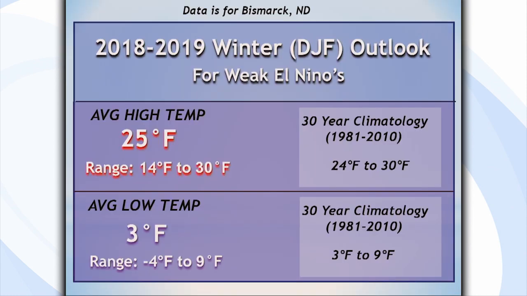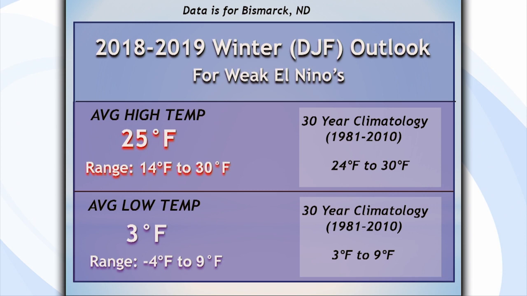Now, let's take a look at the weak El Ninos in comparison to the 30-year climatology, which we just discussed. On the right-hand side, you can see the 30-year climatology from 1981 to 2010. And again, we just saw this where the temperatures would range between 24 and 30 degrees for normal daytime highs, overnight lows between 3 and 9.